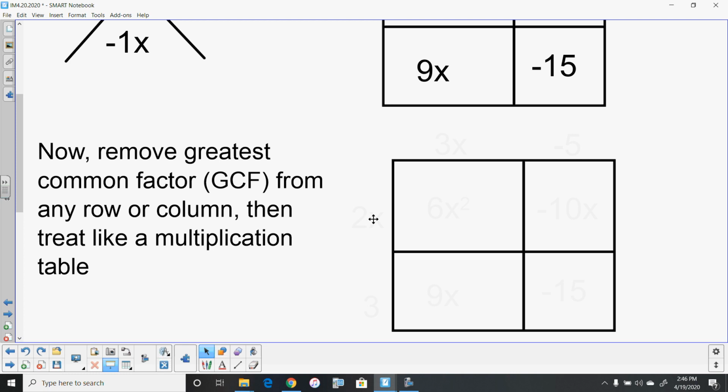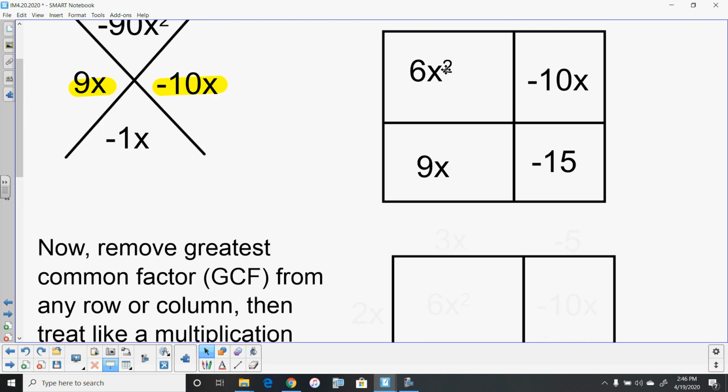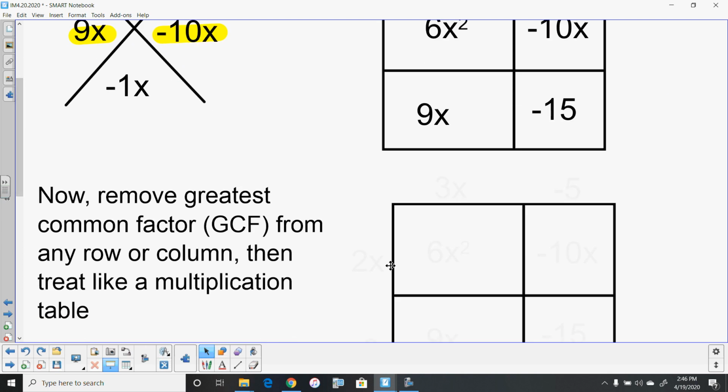Now, let's say I were to use the top row. Okay, so 6x squared and negative 10x. What do those two terms have in common? The greatest common factor of 6x squared and negative 10x is 2x.